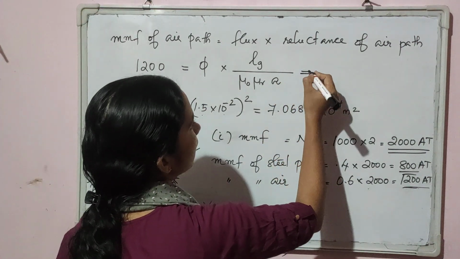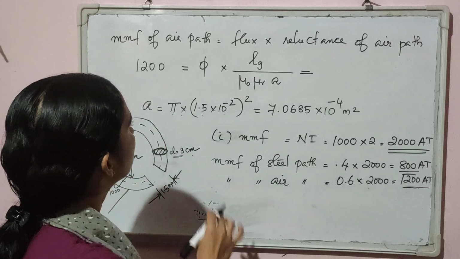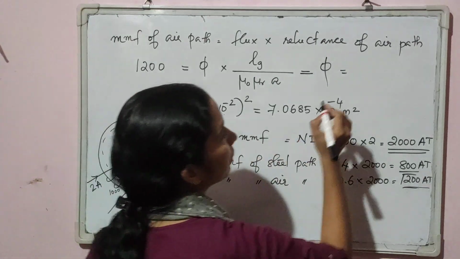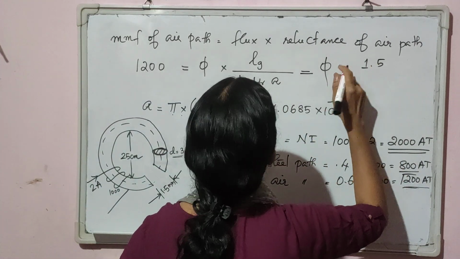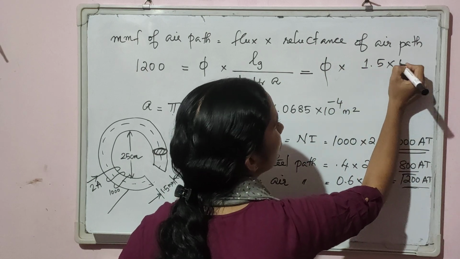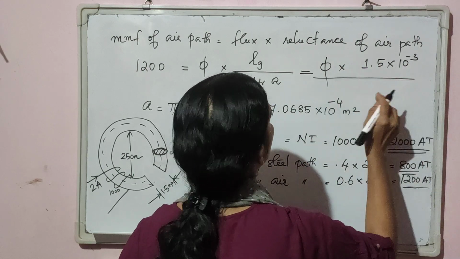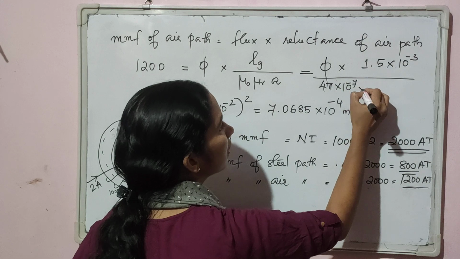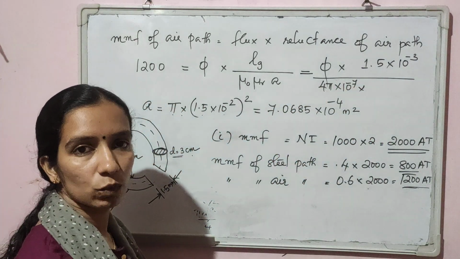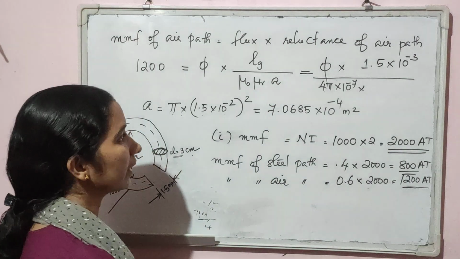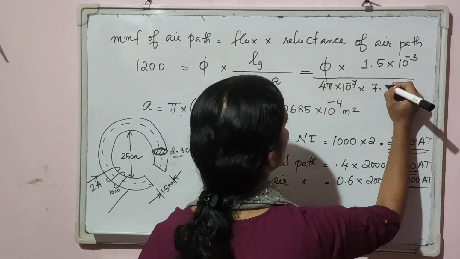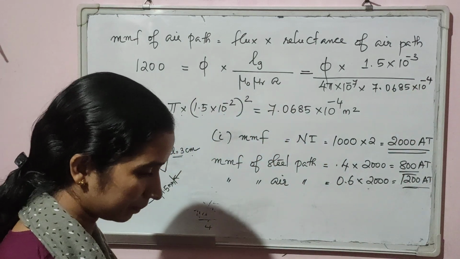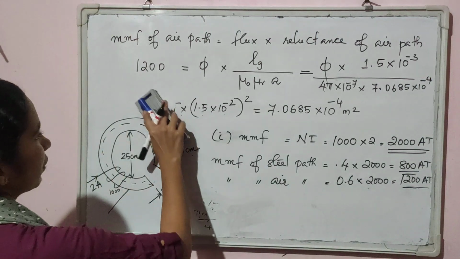Substituting the values here, we get 1200 is equal to phi into length of air gap, 1.5 into 10 raised to minus 3 meters, divided by mu 0, which for air is 4 pi into 10 raised to minus 7, then mu r, the relative permeability of air, is 1, into the circular cross-sectional area, 7.0685 into 10 raised to minus 4. Now we can calculate the value of flux from here.